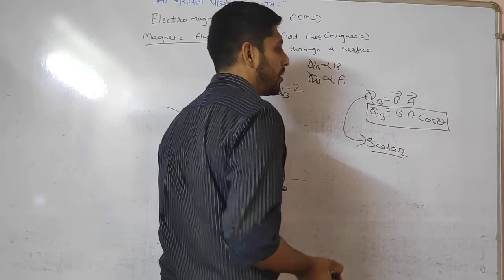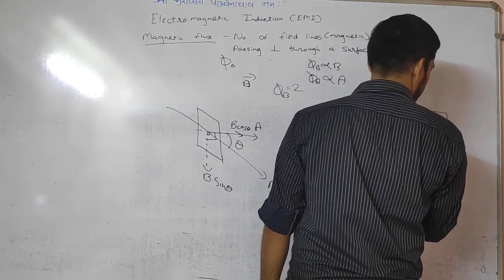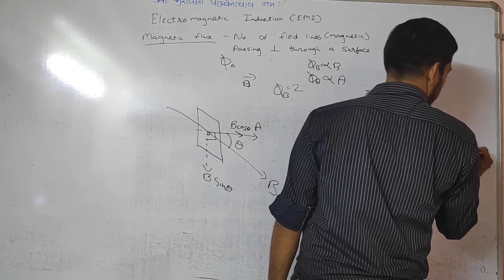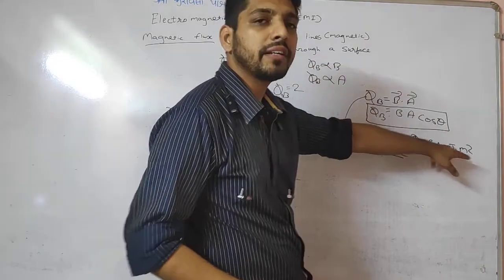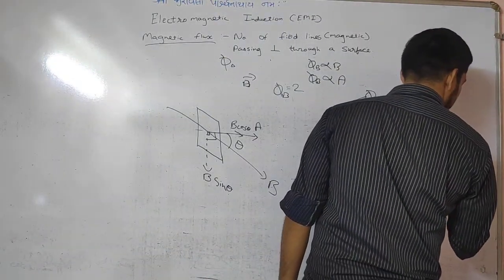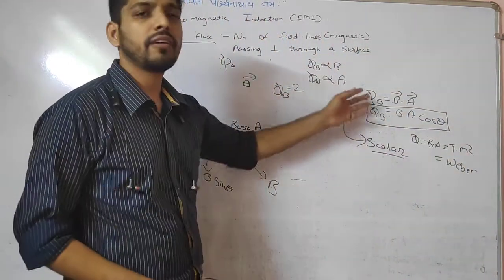Now if you want to talk about the unit of it, unit of phi equals unit of B times unit of A. Unit of B is Tesla and unit of A is meter square. So Tesla meter square will be your SI unit, or you can also say it as Weber. Weber is also used as a unit for magnetic flux.